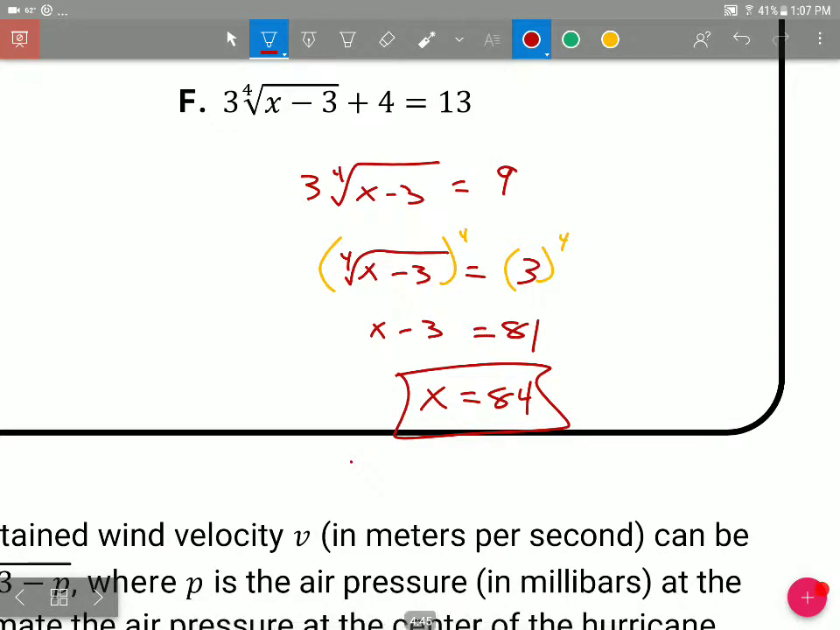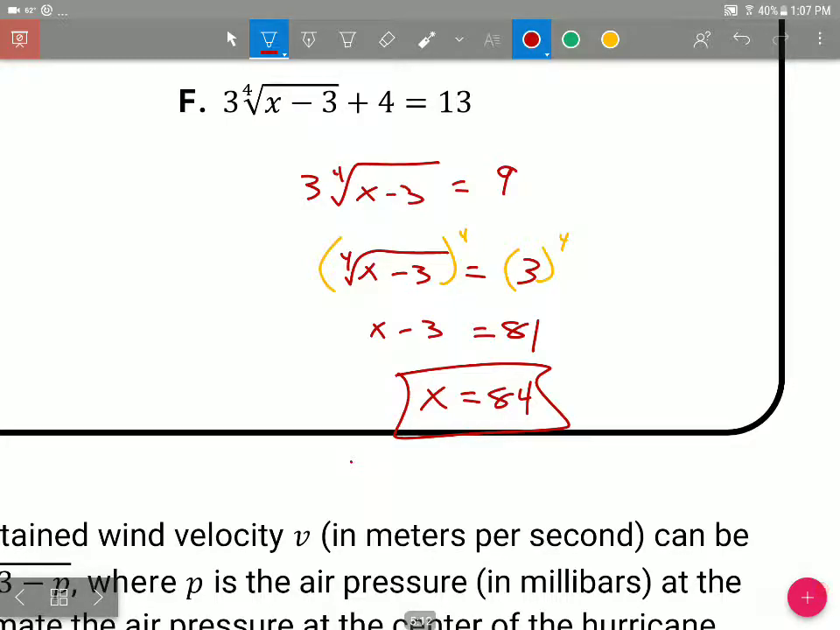And there you go. Cool. Just subtract the 4 over, divide it by 3, raise it to the 4th, and then add a 4. You may not have known that 3 to the 4th is 81, but your calculator would have gotten it. So if you got this far and knew to raise it to the 4th, I'm happy with that. Cool?